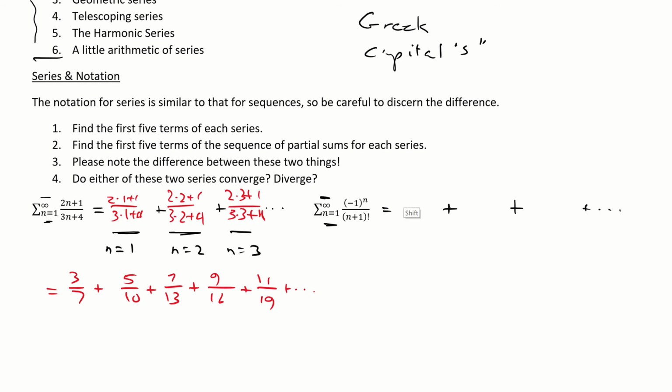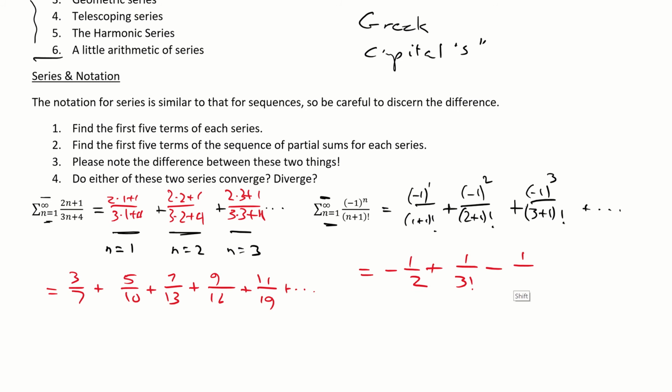When n is equal to 1, we get minus 1 to the 1 over 1 plus 1 factorial. Minus 1 to the 2 over 2 plus 1 factorial. And minus 1 to the 3 over 3 plus 1 factorial. And I remember seeing this guy, it looks something like, well, we've got a negative 1 over 2, but then we have a positive 1 over 3 factorial. Negative 1 over 4 factorial, positive 1 over 5 factorial, negative 1 over 6 factorial, and you just go as far as you want to go.